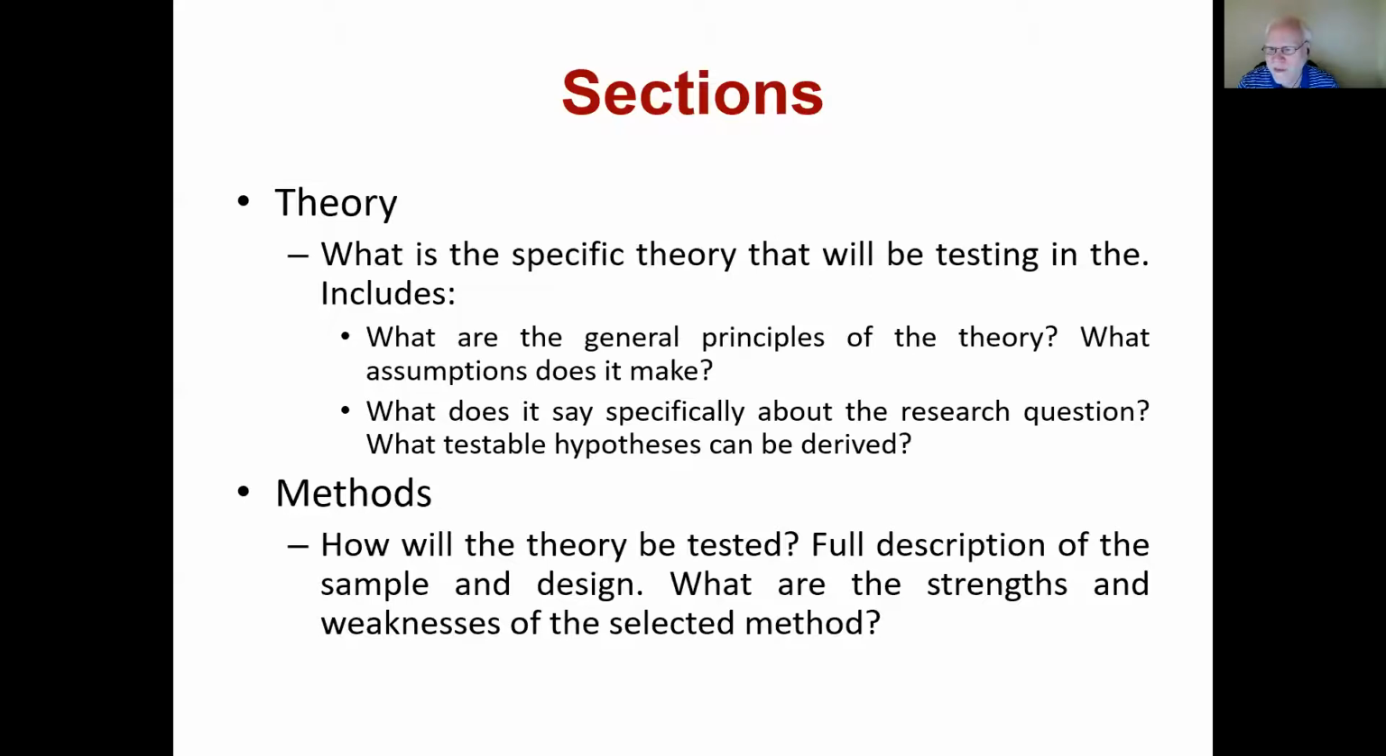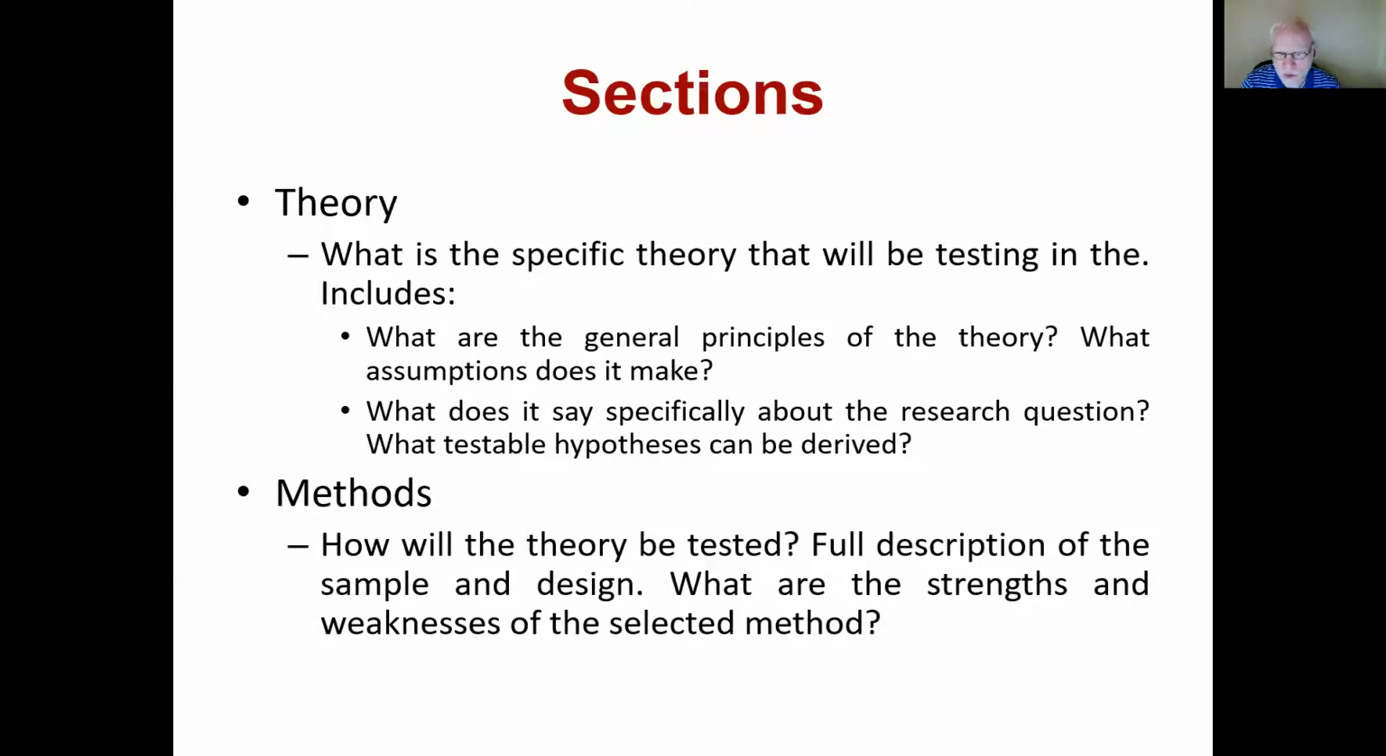So forgetting about the case or your subject at first, in general, just lay out what the core assumptions of this theory are, how it believes the world works. And then you want to be relating it to the case or your specific problem. So what does it specifically say about the research question? What testable hypotheses can be derived? And in terms of hypotheses, these are specific statements of prediction.